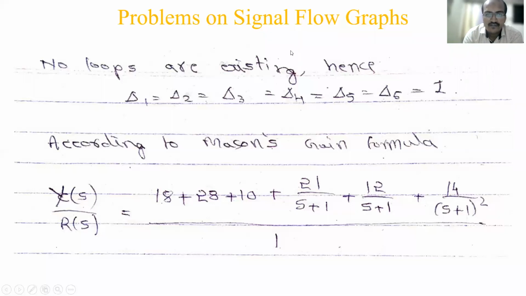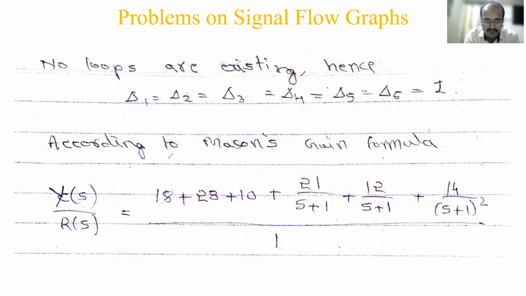Then according to Mason's gain formula, the output is y of s by u of s, or c of s by r of s. In some cases they will give y of s by u of s, where input is u and output is y; in some cases they will give c and r. Anyhow, that is the transfer function, so you just have to substitute in the formula.